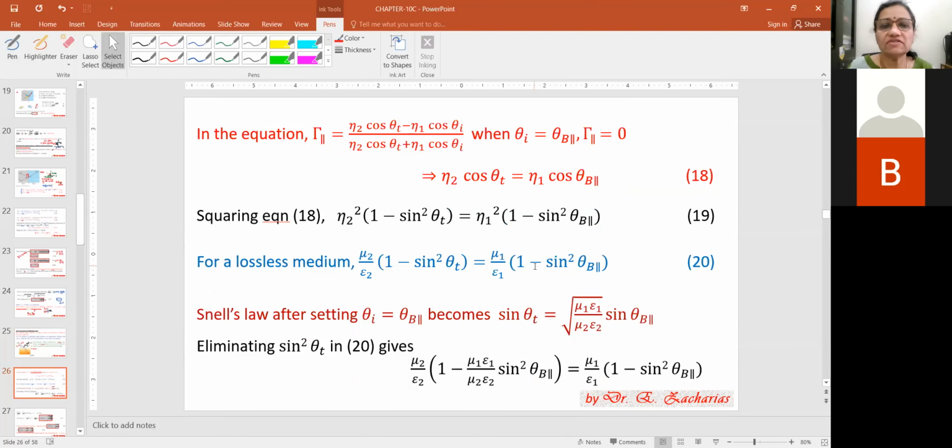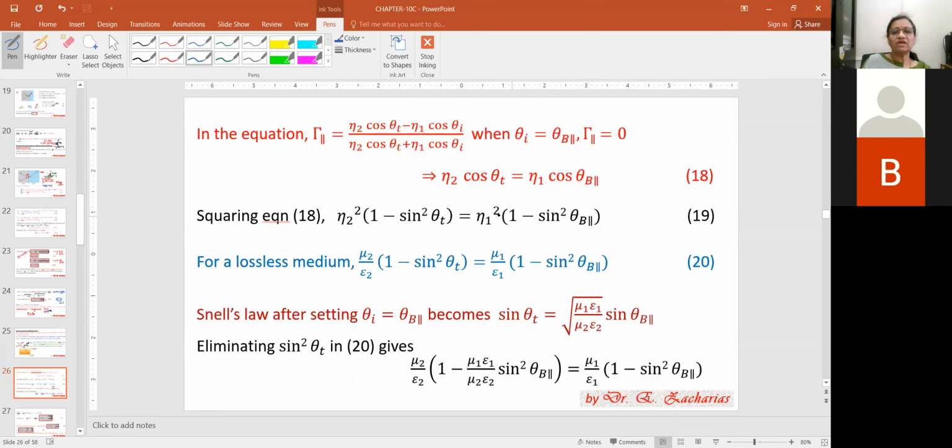And then next thing is, oh my God, lot of theory. So now you had this equation for the reflected parallel. Into this, you set theta I equal to theta B, Brewster angle. At that time, the reflection will be 0. And if reflection is 0, now look at this. Reflection is 0 simply means the numerator is 0. Numerator is 0 means eta 2 cos theta t equal to eta 1 cos theta B, right?